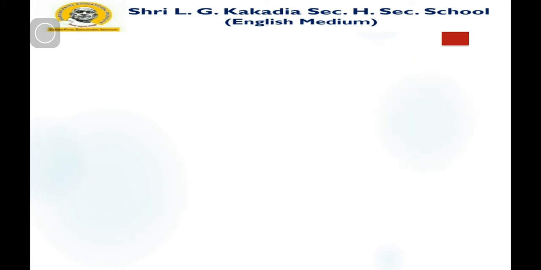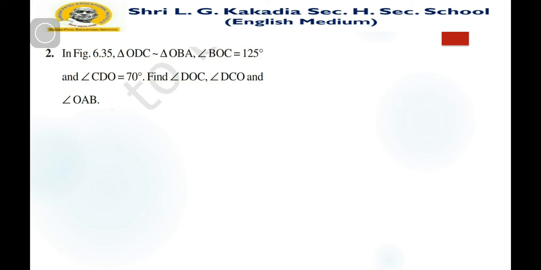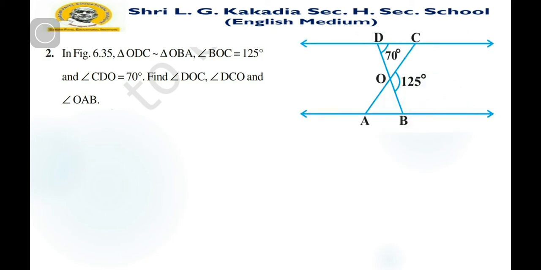Now let's consider one more example. Example number 2. In figure 6.35, triangle ODC is similar to triangle OBA. Let us consider the figure. Yes, triangle ODC is similar to triangle OBA, which means D corresponds to B, C corresponds to A, and O corresponds to O. That means angle D equals angle B, angle O equals angle O, and angle C equals angle A.